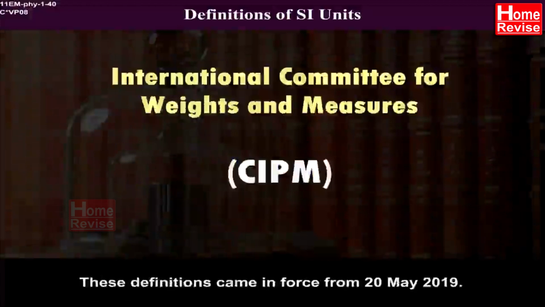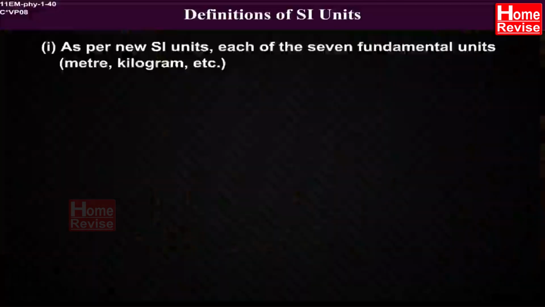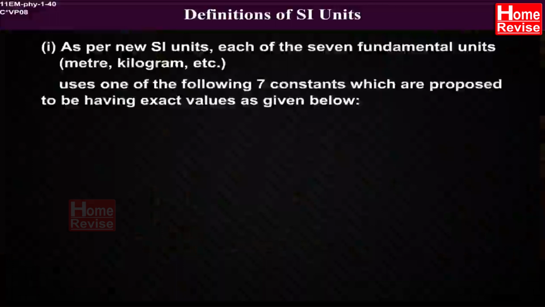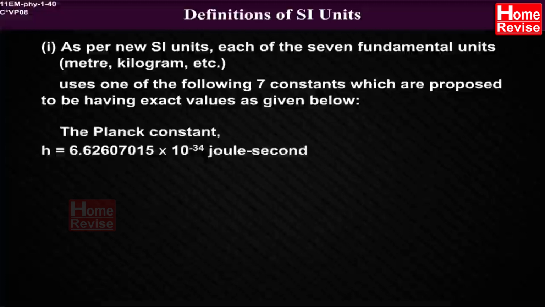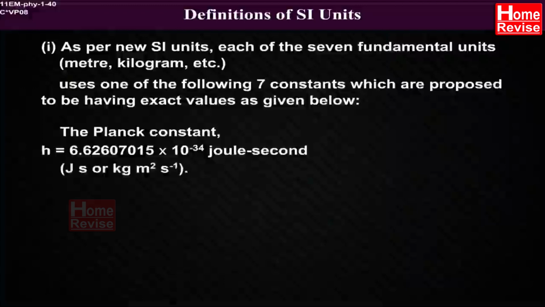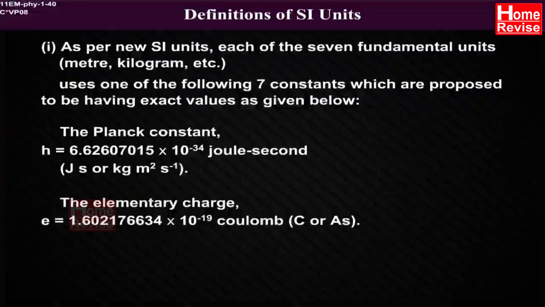1. As per new SI units, each of the 7 fundamental units, meter, kilogram, etc., uses one of the following 7 constants, which are proposed to be having exact values as given below. The Planck constant h is equal to 6.62607015 multiplied by 10 raised to minus 34 joule second, or kilogram meter square per second. The elementary charge e is equal to 1.602176634 multiplied by 10 raised to minus 19 coulomb, C or A·s.